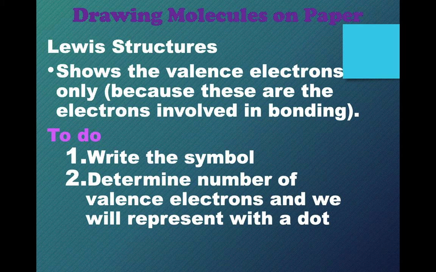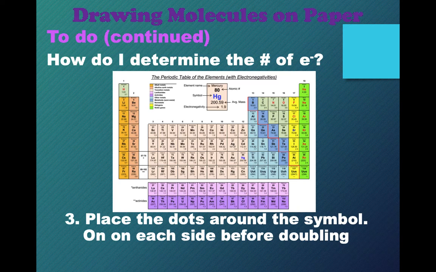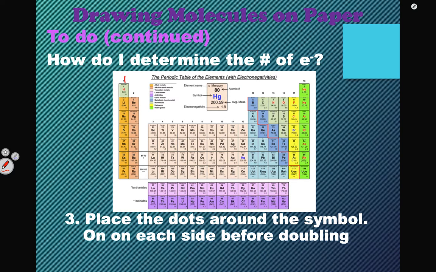You will want your periodic table. So I would encourage you to take those out right now. I can come back to this. I know some of you are still writing. When we look at our periodic table, the way that we are going to determine the number of valence electrons is based on the group number. So the group number, this is group 1, this is group 2, tells us how many valence electrons there are.